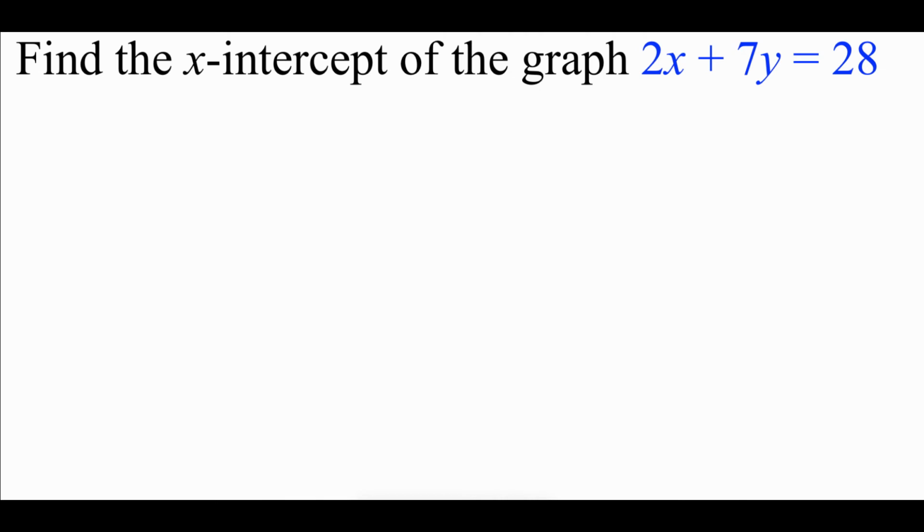Now we can also find intercepts of a graph by looking at the equation or the function. So in this example, we're going to find the x-intercept for the graph 2x + 7y = 28. Now remember, an x-intercept always looks like some x value, comma 0. So an x-intercept always has a 0 for the y value. So algebraically, if we want to find the x-intercept, then we're going to plug 0 in for y. And then what we're going to do from there is solve to figure out what our x value is.